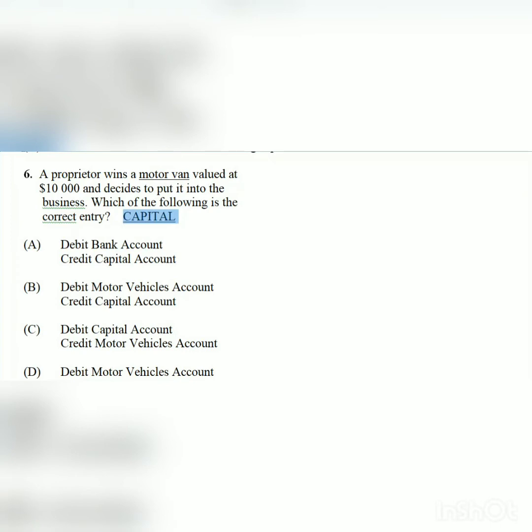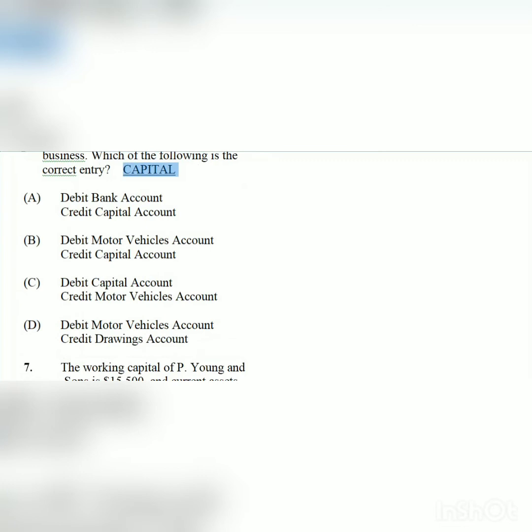So if we should look at the options now. So the proprietor wins a motor van valued at $10,000 and put it into the business. All right. So now the two accounts are motor van and capital. Which account is receiving? Which account is giving? In this case, capital is giving, motor van is receiving. So we want to debit the motor van account. So we're going to look for the options that start with debit motor van account. So we have option B that says debit motor van account. And we also have option D that says debit motor van account.